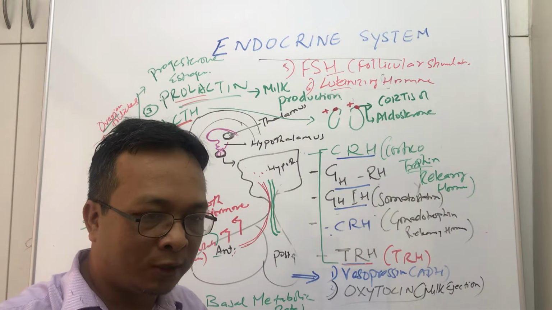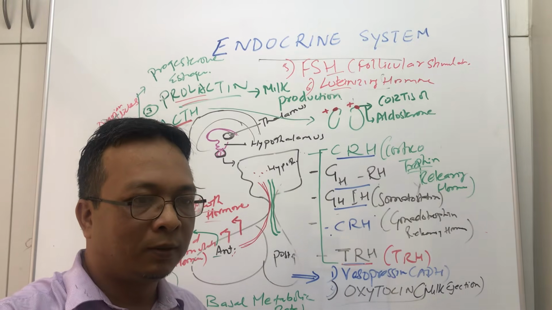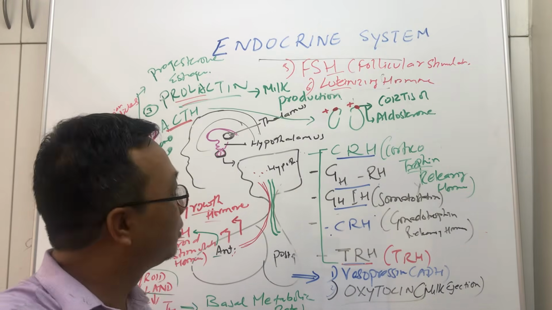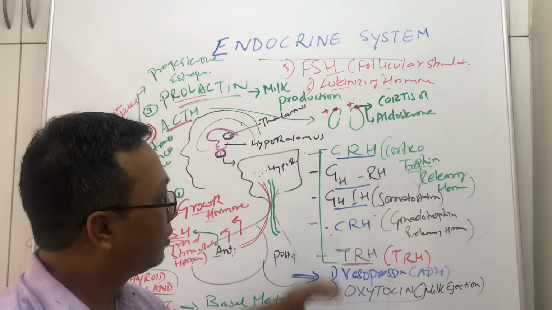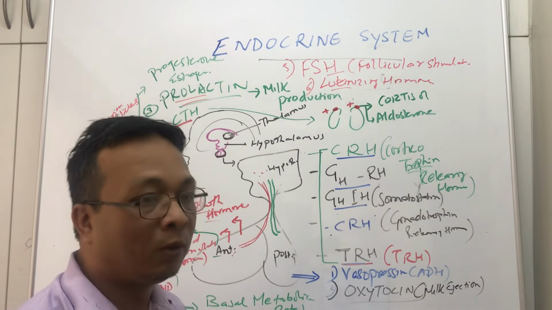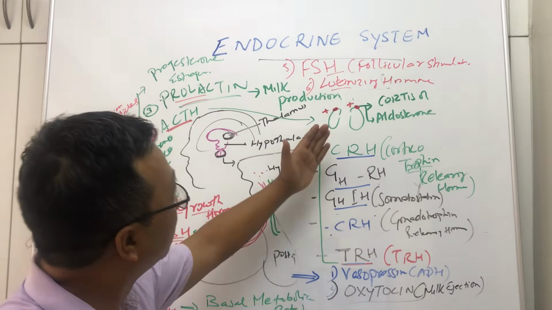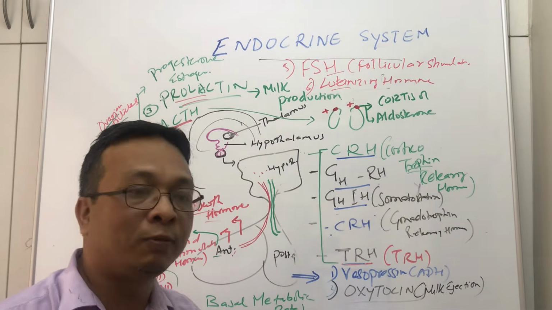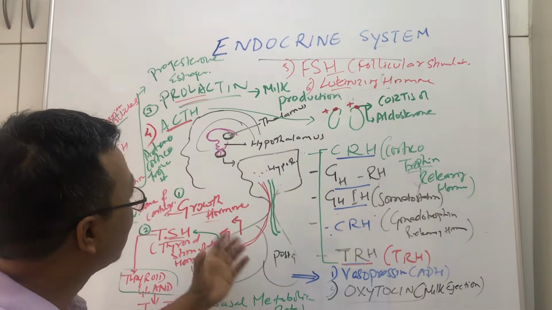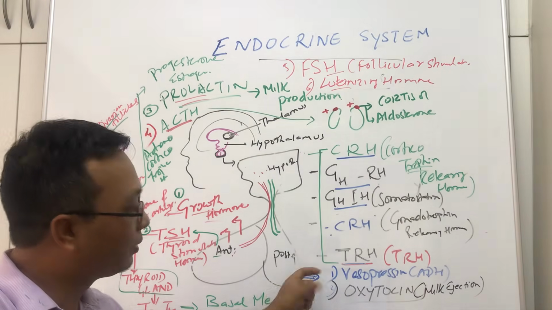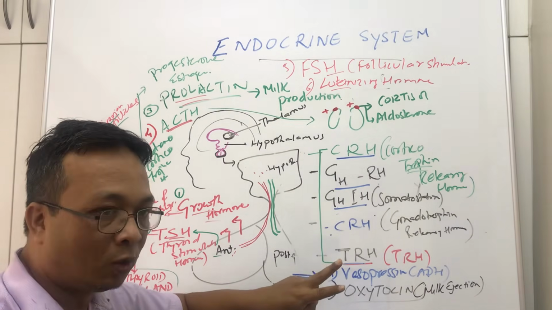Okay. Do you have any questions? So you have to remember these hormones, which will come in MCQ or long question also. What are the hormones released by hypothalamus? What are the functions of hypothalamus? Or what are the hormones secreted by posterior pituitary gland? These are vasopressin and oxytocin, two hormones.